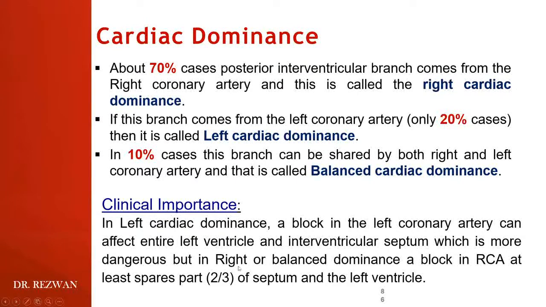But if it is right dominance or balanced dominance, a block of the right coronary artery at least spares 2/3 of the septum and the left ventricle. In case of right coronary artery block, it is not that dangerous because the interventricular septum and the left ventricle are mainly supplied by the left coronary artery. So we can understand from this information that a left coronary artery block is more dangerous than a right coronary artery block.